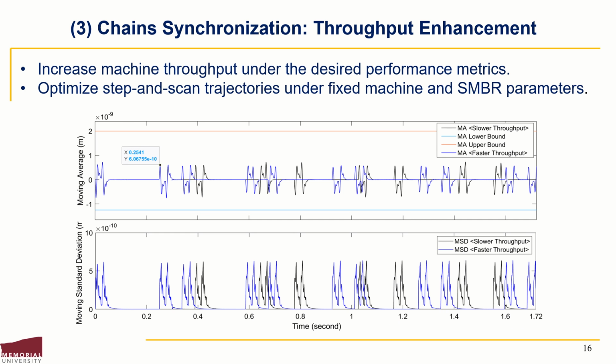In a try to increase the machine throughput under the proposed Smbr and full chain synchronization, we found that it's possible to optimize the step and scan trajectories such that the operation time is reduced while maintaining the desired machine performance as shown in the figure. The optimization was done while the machine and Smbr parameters are both kept unchanged. This shows the potential of having the Smbr as an add-on to existing lithography machines.